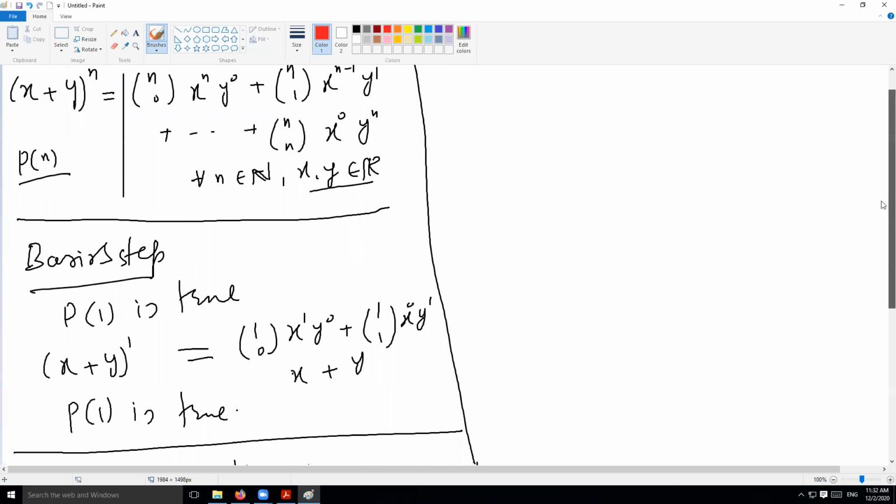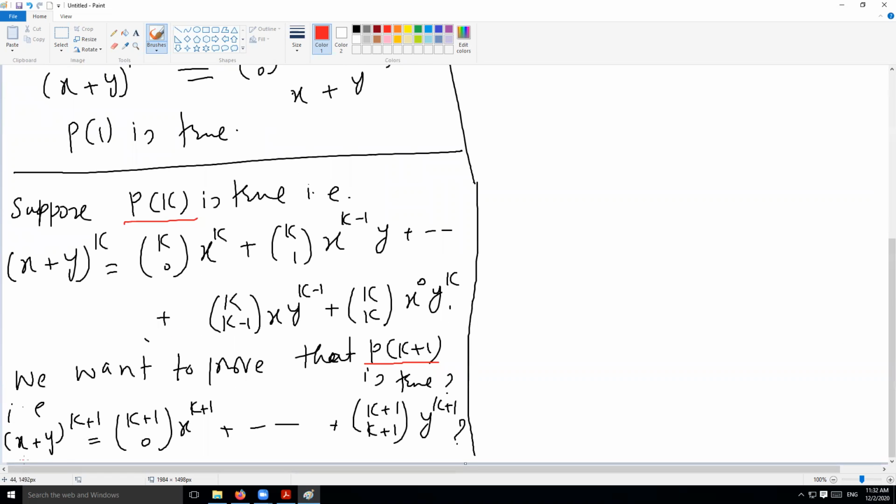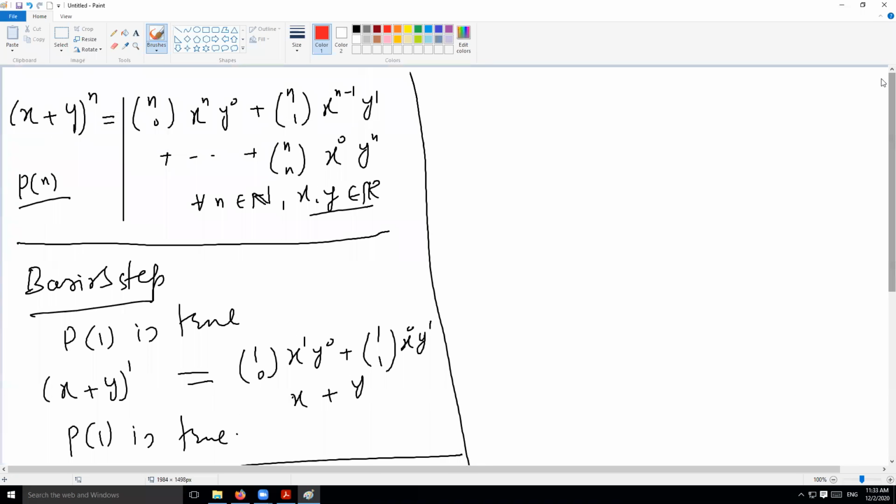Exactly. So in other words, can I express this in terms of this so that I can use it? The answer is yes, actually. Why not? So let's do (x+y)^(k+1), and this is the same as (x+y)^k times (x+y).